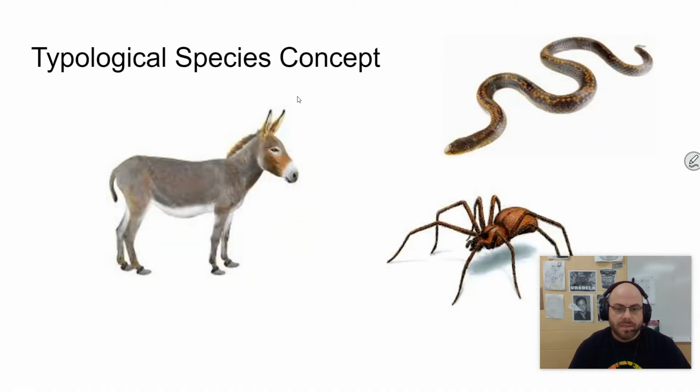So the first species concept is called a typological species concept. It's kind of like if you think of a bear in your head, or a snake, or a spider, or a donkey. There is a thing that comes to your head, right? And so you know that when you see an animal out in the wild, you might think that's a bear because you have a type of bear in your head. Spiders generally look a certain way, or snakes generally look a certain way. And so this typological species concept is that idea.